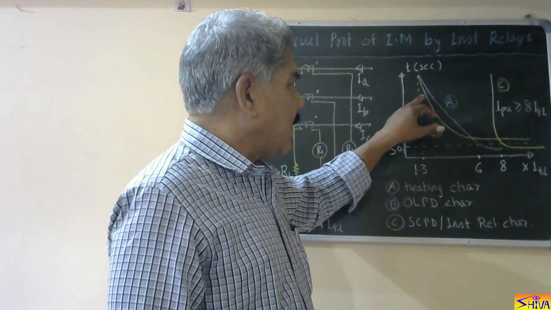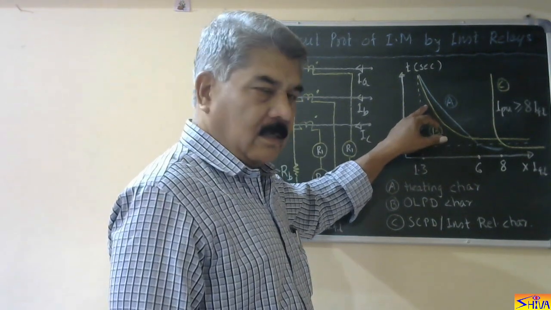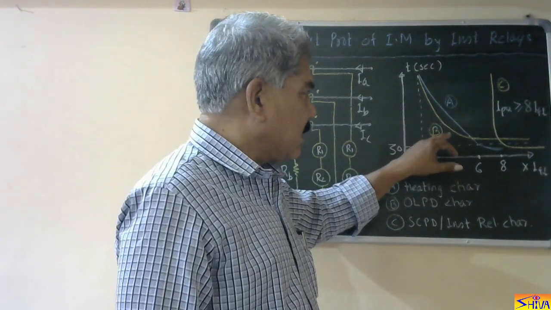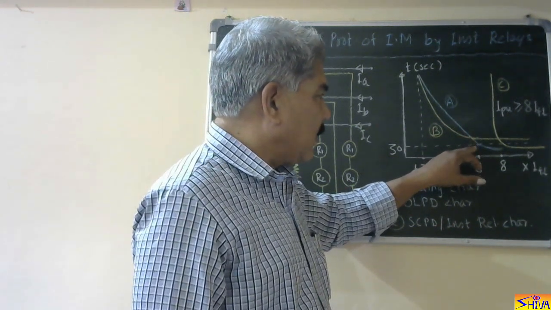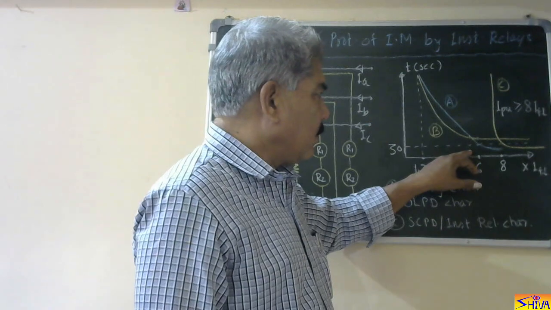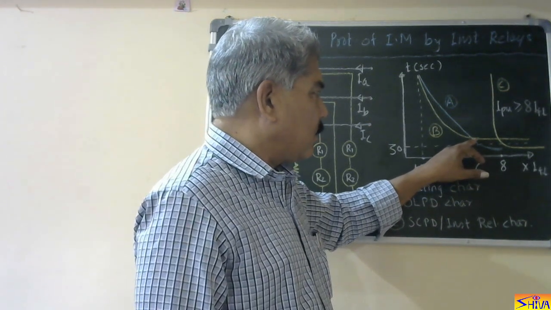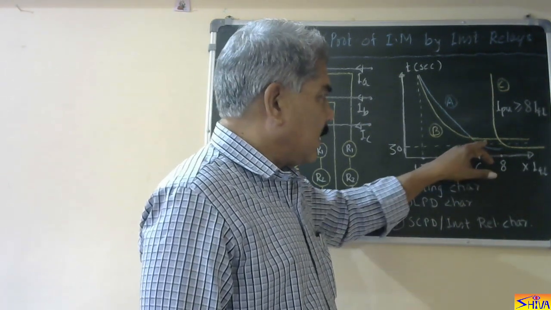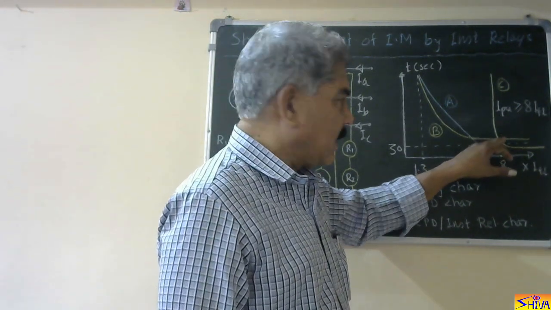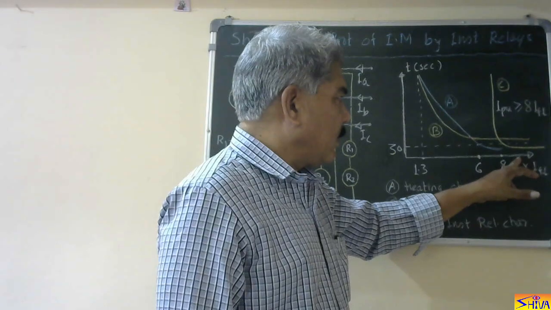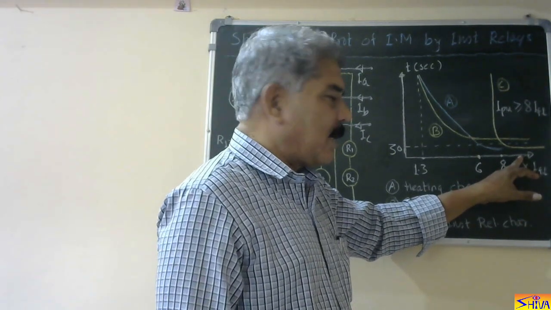Now here you can see that this overload protected device characteristic is crossing this thermal characteristic at this point, and hence it is not operating when 6 times full load current flows during starting, and it is crossing this replica, this short circuit protected device characteristic at this point. So at any time, let us say it is 10 times full load current.